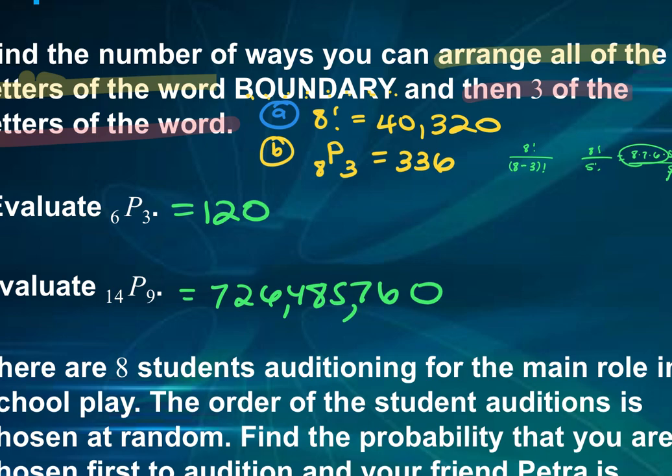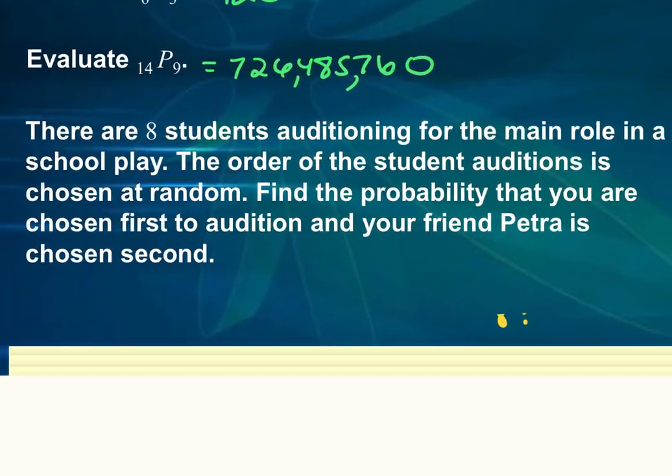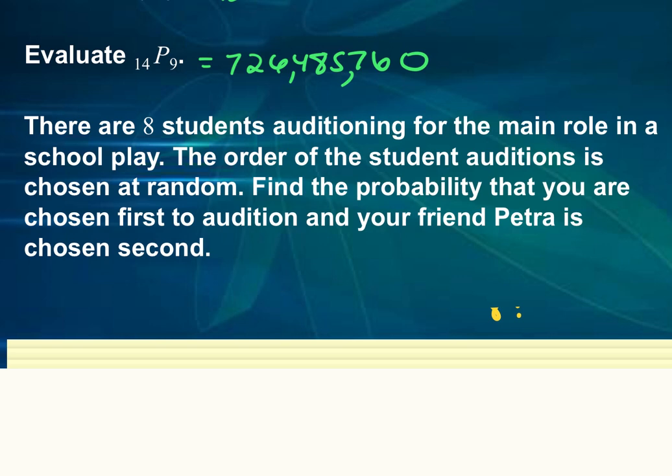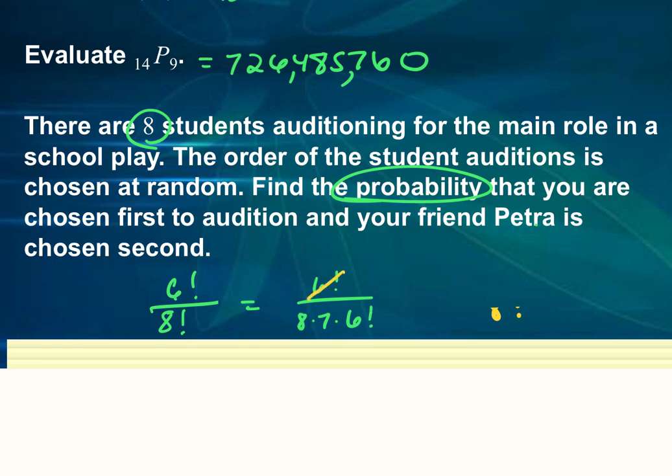Good? Okay, 4, there are 8 students auditioning for the main role in a school play. The order of the student auditions is chosen at random. Find the probability, so we're back to probability, which means it's going to be our fraction. The probability that you're chosen first to audition and your friend Petra is chosen second. Yep. 6 factorial over 8 factorial. Okay, so 8 factorial is the total amount, right? That goes in the bottom. So that's your total number of outcomes. And then you're setting you and Petra, which means 2 less than the 8, or 6 factorial. So I could do 6 factorial over 8 times 7 times 6 factorial. And this is 1 over 56.